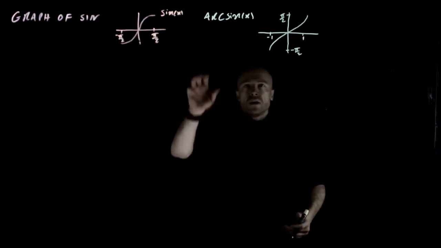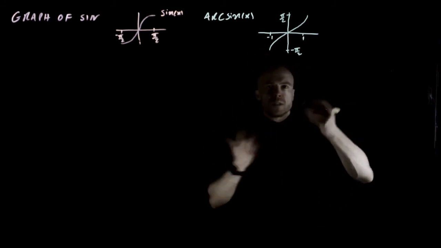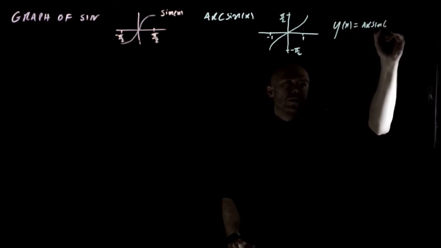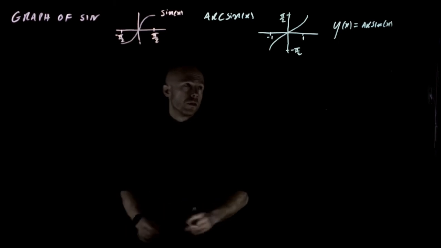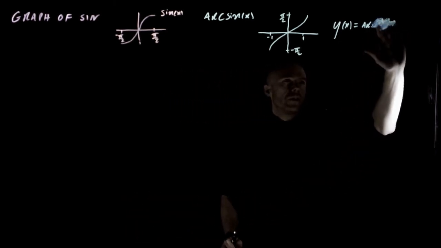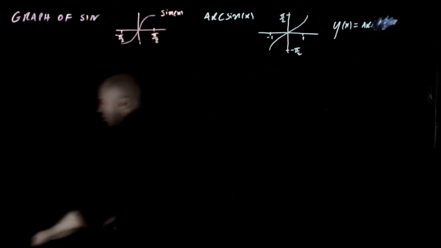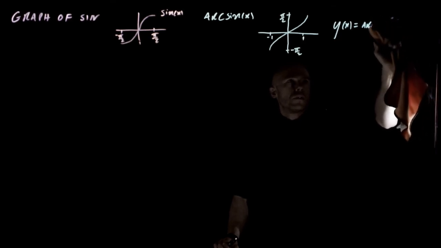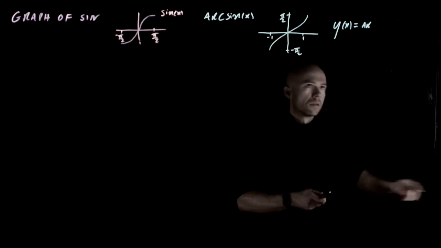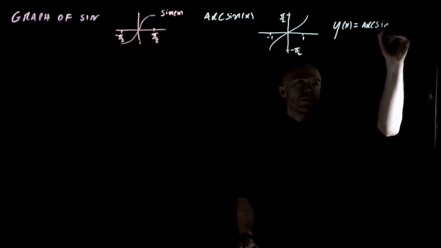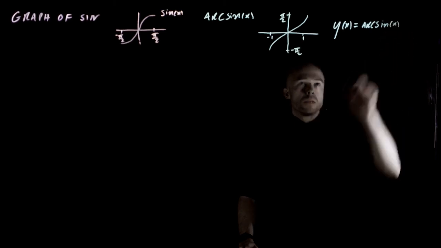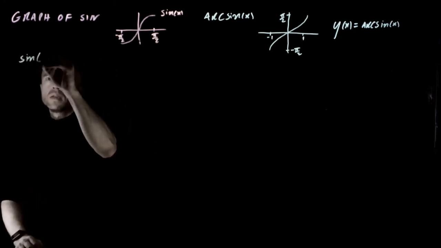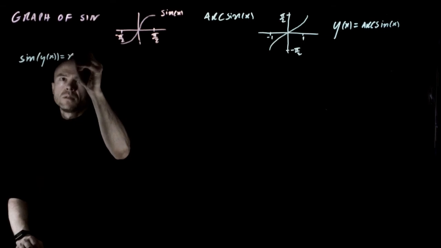And our procedure is as follows. Instead of writing arc sine all the time, which is lengthy, we're just going to simplify notation by writing y of x is arc sine of x. The defining property of arc sine is that it's the inverse of sine. So we're going to write this: sine of y of x is equal to x.